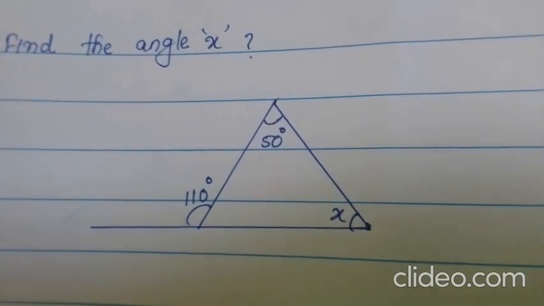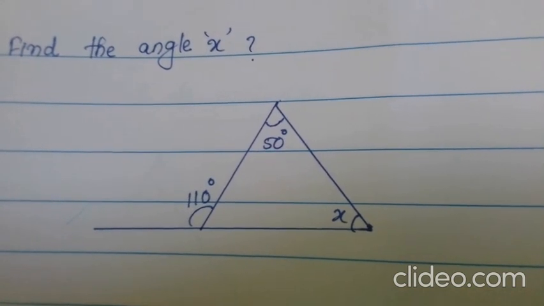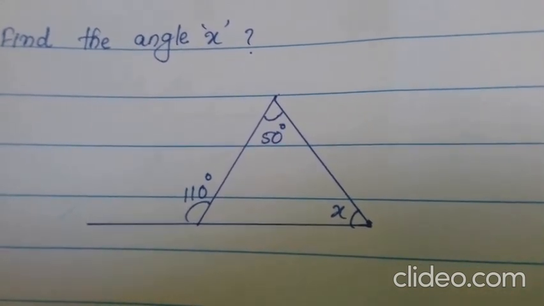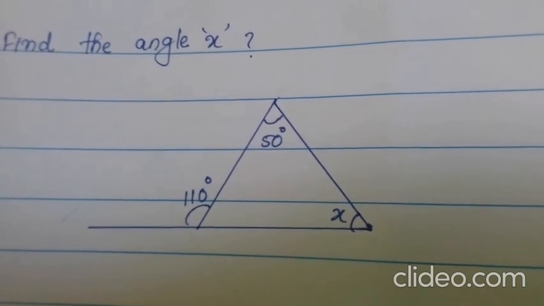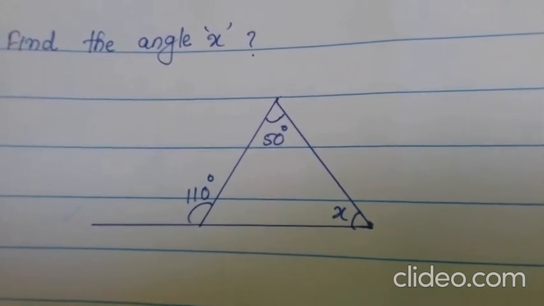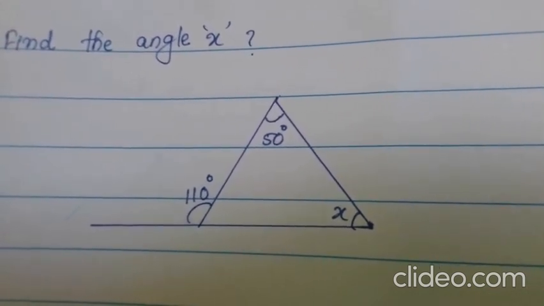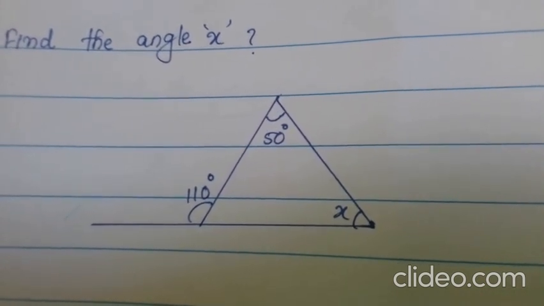Okay, we will do one exercise. How to find the angle of X over here? Look at the figure over here. X. Find the value of X. And only two angles they are given. One is 50 degree and the other external angle is 110 degree. And one interior angle is 50 degree.